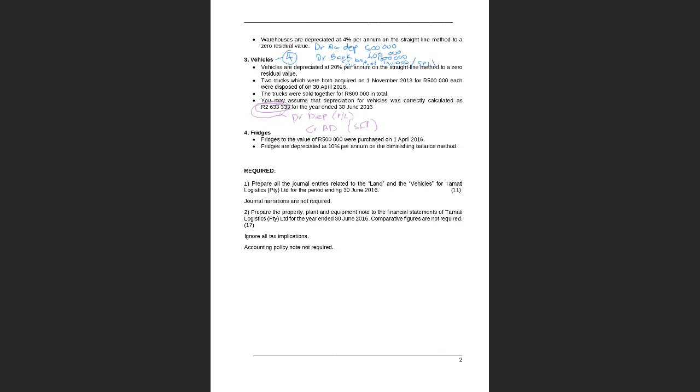We've done the journal entries for both land and for vehicles. Next, we need to do the property, plant, and equipment note for 30th of June, 2016. So I think that we're going to start off with the two categories we already started with, land and vehicles, because we've just done it and it's fresh in our minds. So let's start with land. I'm just going to open up a blank piece of paper here. Just give me a second.